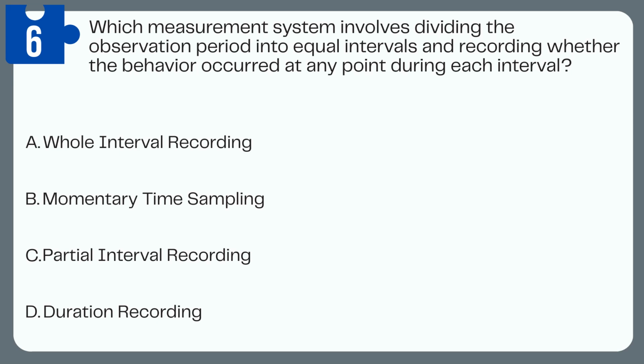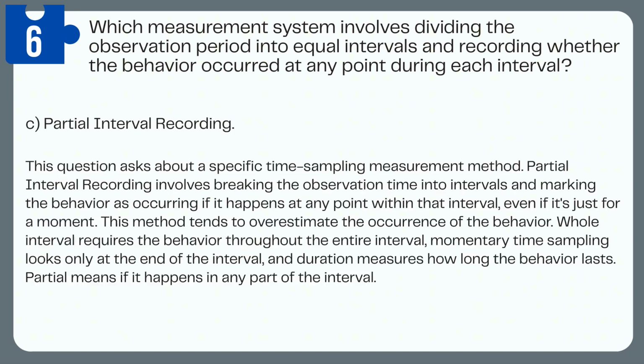Question 6. Which measurement system involves dividing the observation period into equal intervals and recording whether the behavior occurred at any point during each interval? A. Whole interval recording. B. Momentary time sampling. C. Partial interval recording. D. Duration recording. Answer: C. Partial interval recording. This question asks about a specific time sampling measurement method.